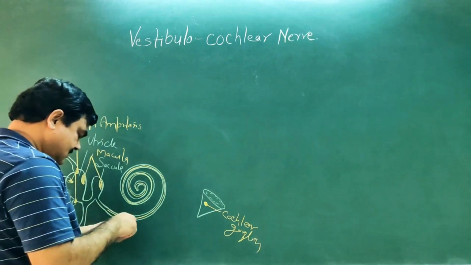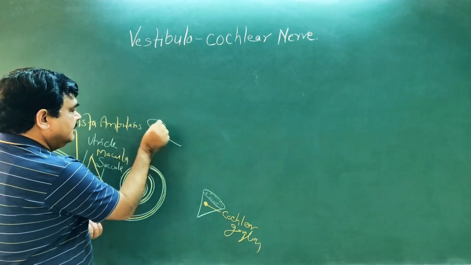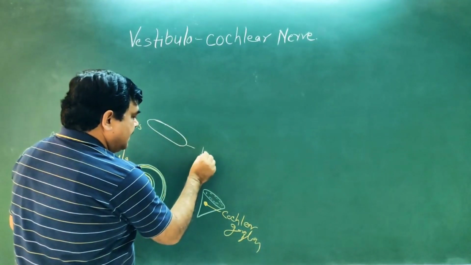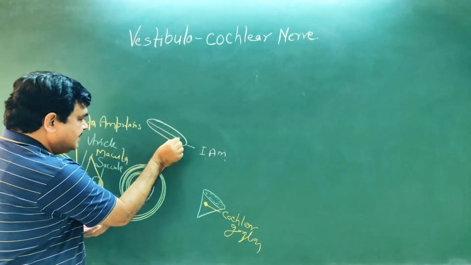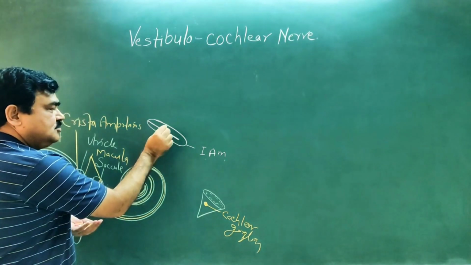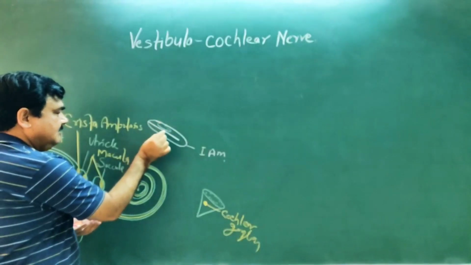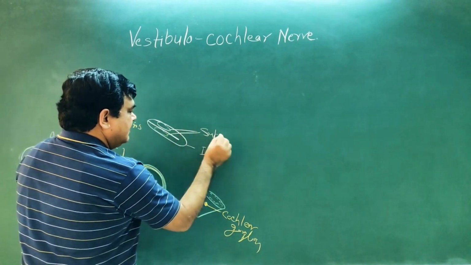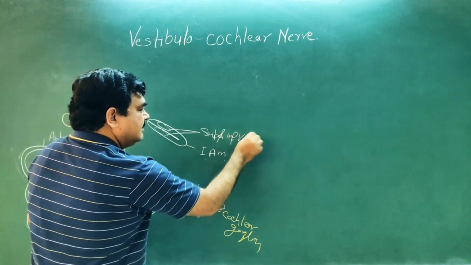And another thing, this is bottom of internal acoustic meatus. And this is divided into two parts by crest. This is crest. This is superior, this is inferior. Here is superior vestibular area. Inferior vestibular area.